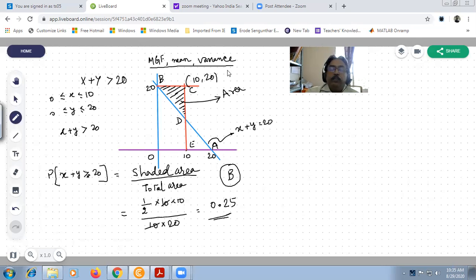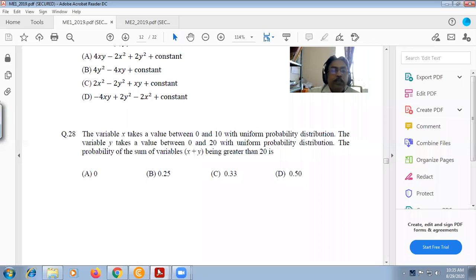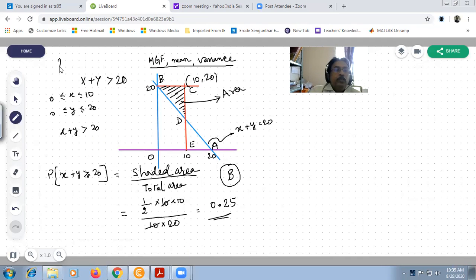Okay. Right. So this is a problem which is being asked. The question number of the problem is 28. This is the 28th problem. So collectively, they will ask only the fundamental. If you have a fundamental knowledge of straight line, you must know how to draw the straight line x plus y. You must know what is x plus y greater than 20.